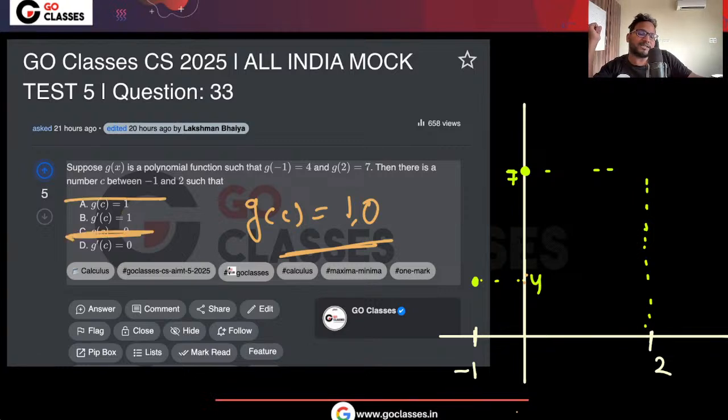What about g dash c? What is the slope? At some point in time, will it be 1 or 0? Let's check. We know from the mean value theorem, there is one theorem which is the mean value theorem. Can you tell me how to answer this question? We know one thing, which is g dash c equal to, let me go to the next page. Maybe I can just solve it here only.